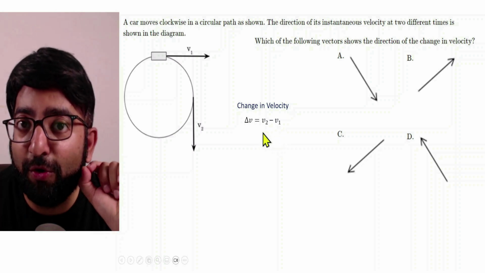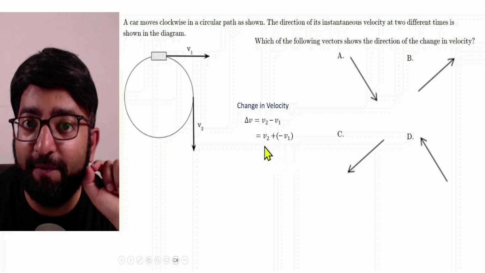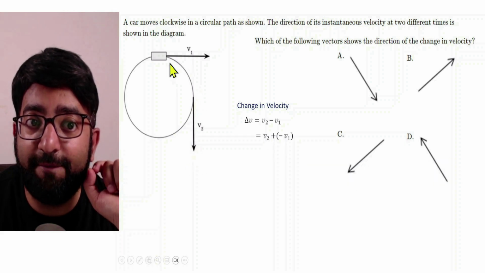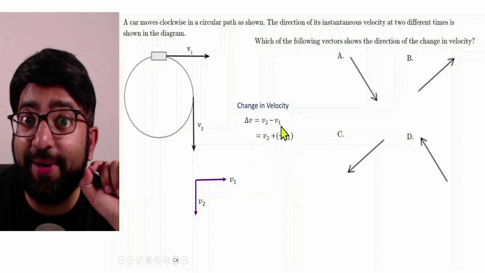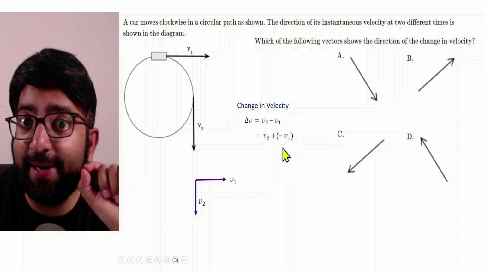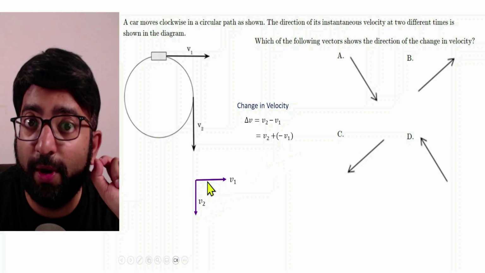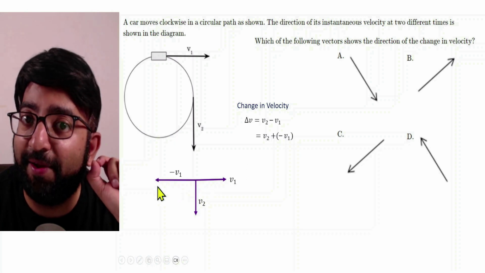Now, remember the trick. How do we subtract? We will transform this equation into this form where we have written v2 plus negative v1. Let us proceed. Here v2 is downwards and v1 is rightwards. So using the two vectors, let us connect and create a diagram. And here we have to figure out negative v1. And remember, negative v1 will just reverse the direction without changing the magnitude. So if v1 is to the right hand side, negative v1 will act towards the left hand side.